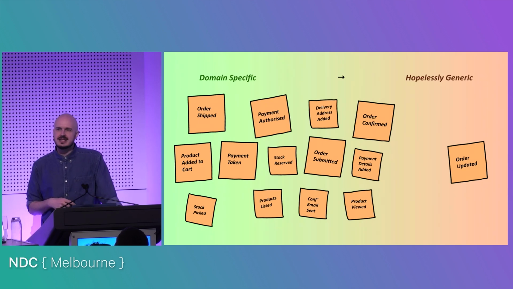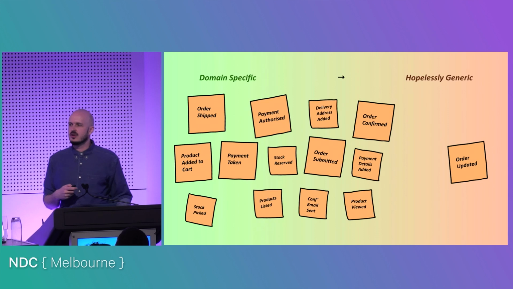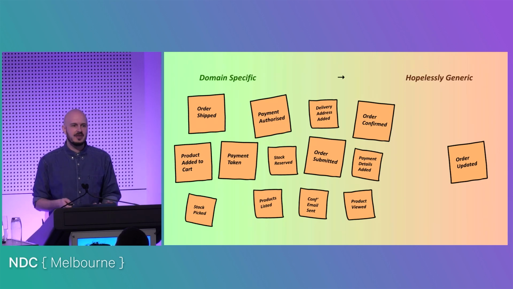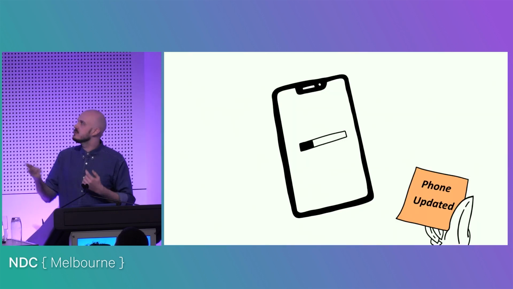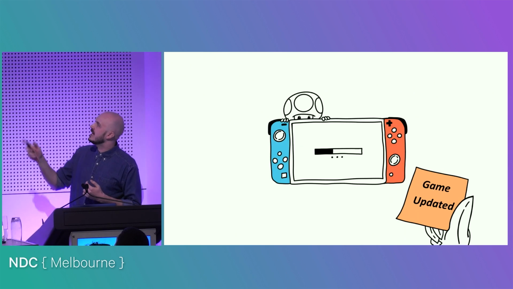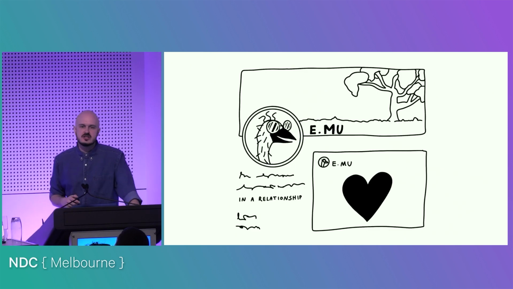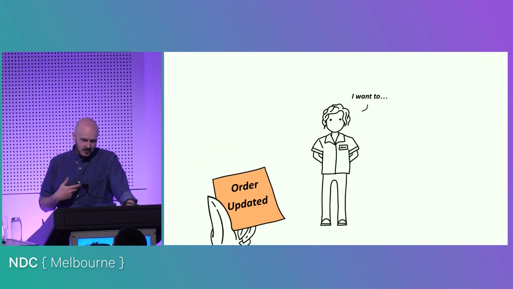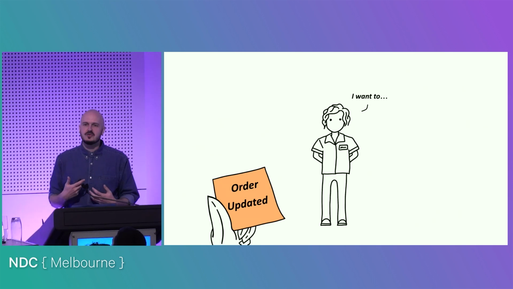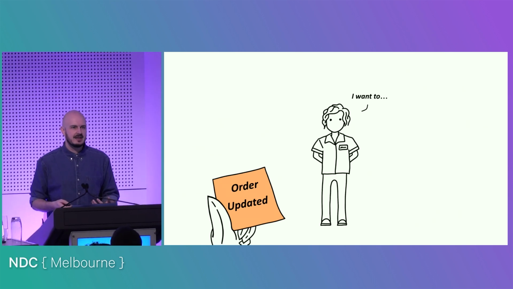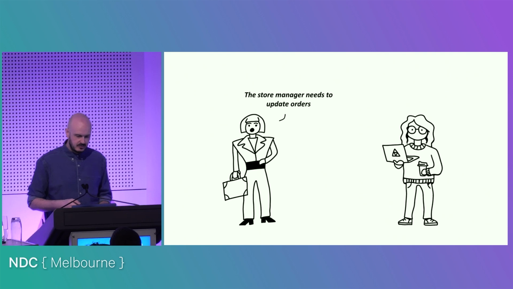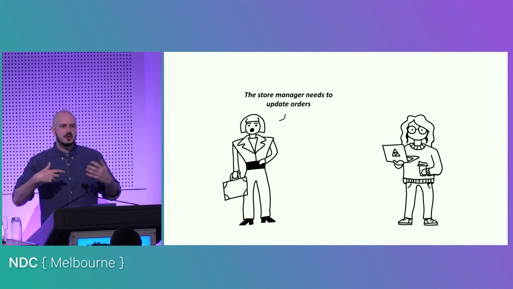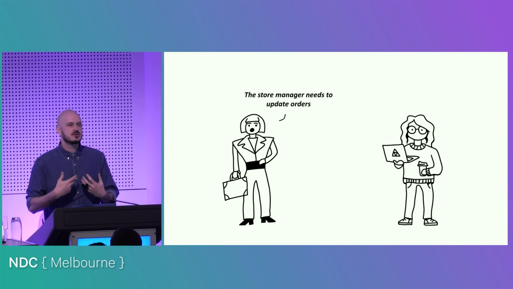Well, that is because it is hard to think of a digital representation of anything that could not, in theory, be updated. Phones get updated, games get updated. Even relationship statuses, well, unfortunately now and then they also get updated, don't they? So when you think about that event, it doesn't really signify much in the way of intent. Well, if any at all. But hey, that was our brief, wasn't it? That's what the boss came to us and said. They said, the store manager needs to update orders.